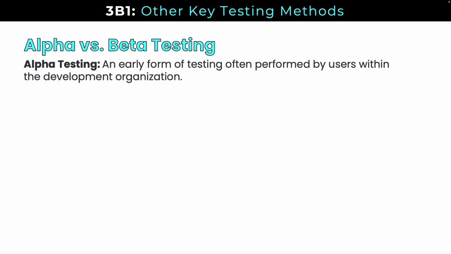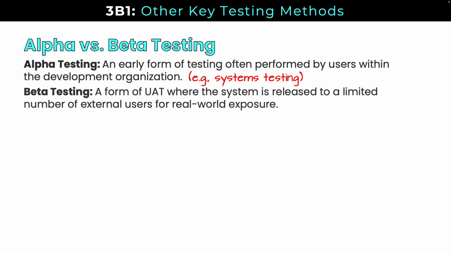So alpha testing is an early form of testing. It's often performed by users within the development organization. Some systems testing, really just getting a gut check that we're progressing in the right direction, kind of a qualitative check often. Beta testing is a form of user acceptance testing where the system is released to a limited number of external users for real-world exposure. That might be a business stakeholder and perhaps some team members where they can take a look and make sure that we are trending toward building the right system.